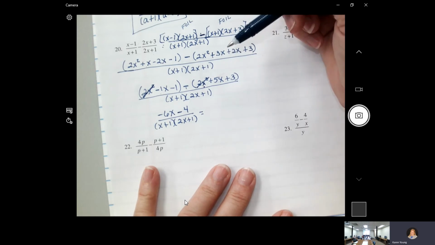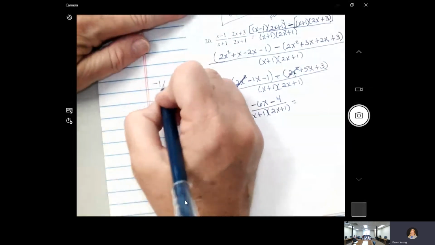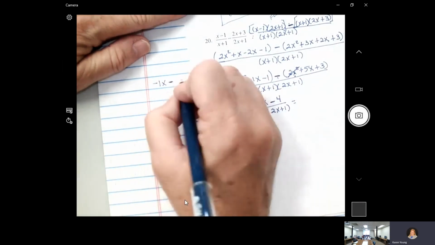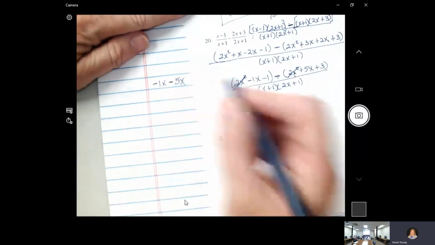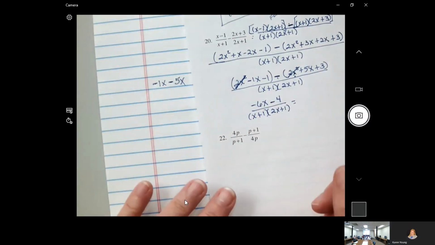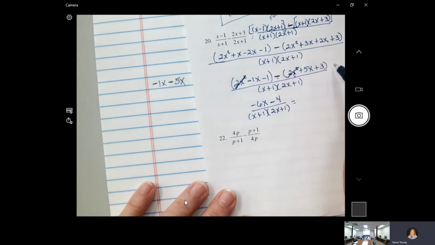I need to write it out. You need a visual? Okay. So if I'm doing negative 1x, and because of this minus sign, it makes it minus 5x. Oh, okay. Now, if you want to distribute this minus to each term and change all the signs, you can do that and it'll work too.